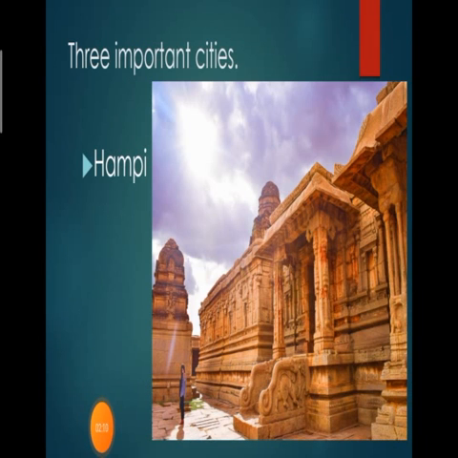Students, in this chapter, we have to study three important cities of the medieval period. The first is Hampi. Hampi was located on the bank of river Tungabhadra in northern Karnataka. The name Hampi is an anglicized version of the Kannada word Hampi, derived from Pampa, the ancient name of river Tungabhadra. Hampi stands among the ruins of Vijayanagar, the former capital of the Vijayanagar Empire. It is also referred to as Virupakshapura after the name of the patron deity of the Vijayanagar rulers, that is Virupaksha.